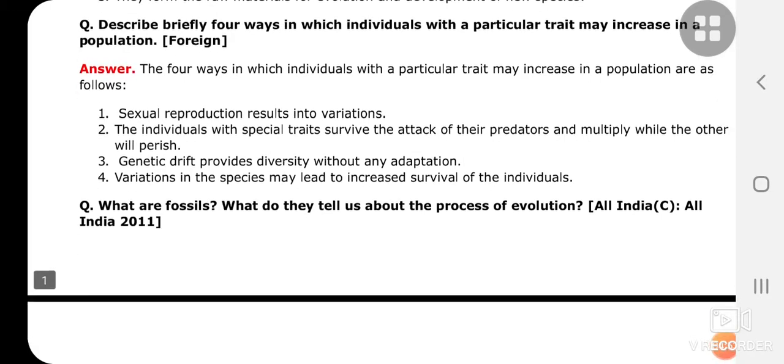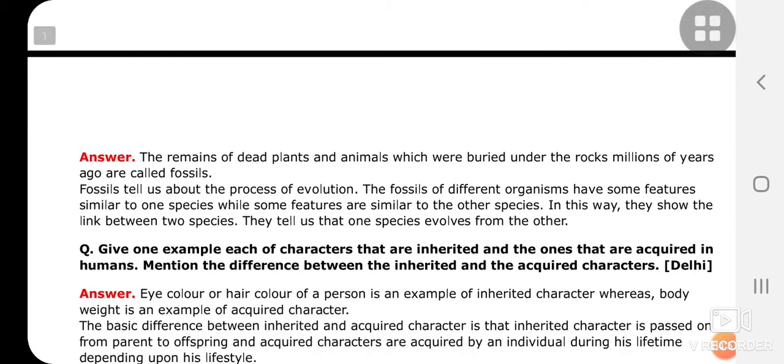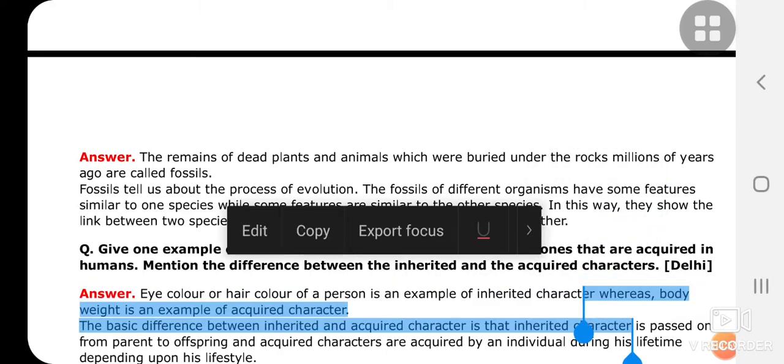Fossils and evolution, this question is not in your syllabus this time, so we will skip this.